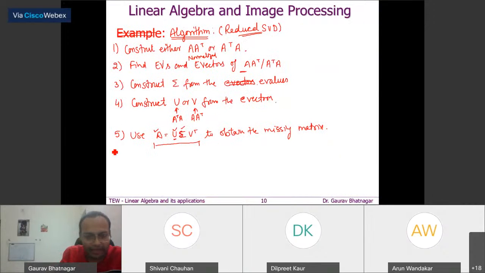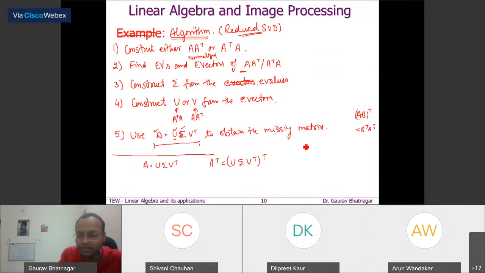So the solution of why it is going to be the square root is this. I know that A is equal to U sigma V transpose. Then you have to multiply with A transpose. So first I need to identify A transpose, which is U sigma V transpose whole transpose. I know that AB whole transpose is B transpose A transpose. If I use this formula, I will get V transpose transpose, which is V, then sigma transpose, which is just sigma, and then U transpose.